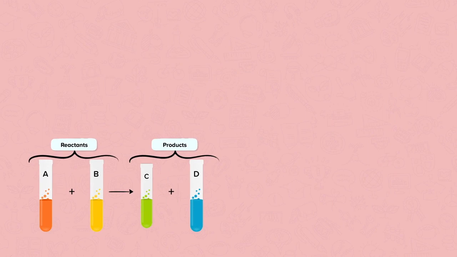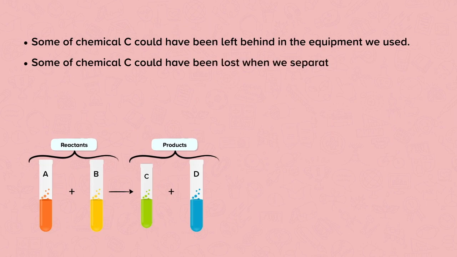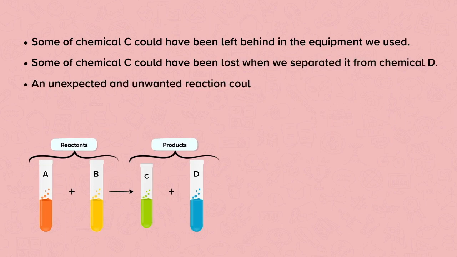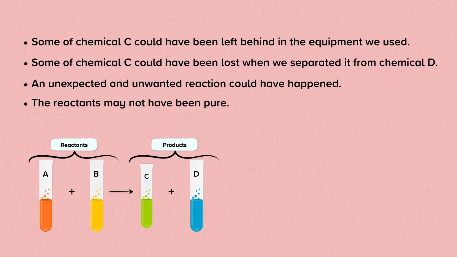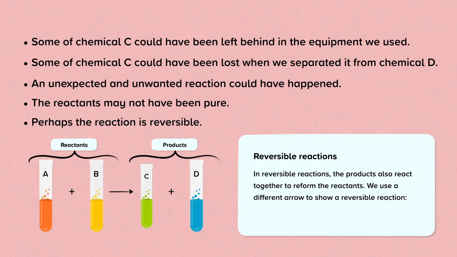Some of chemical C could have been left behind in the equipment we used. Some of chemical C could have been lost when we separated it from chemical D. An unexpected and unwanted reaction could have happened. The reactants may not have been pure, and perhaps the reaction is reversible. A reversible reaction means that the products also react together to reform the reactants. We use a different arrow to show a reversible reaction.